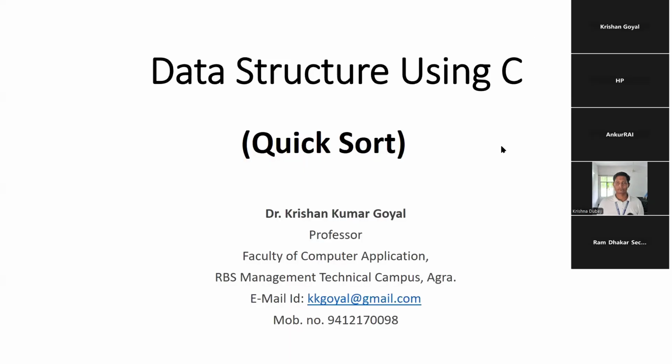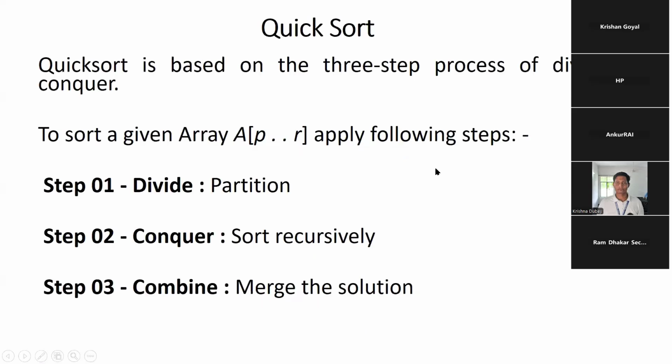Okay. So now we are starting the quick sort algorithm. Quick sort is based on a three-step process of the divide and conquer approach. So what is the divide and conquer approach? We divide the problem into smaller pieces. Suppose we want to solve an array A[P..R], then we have to follow the following steps.